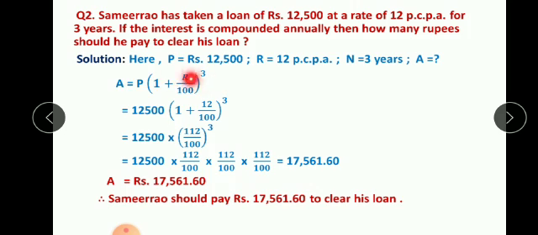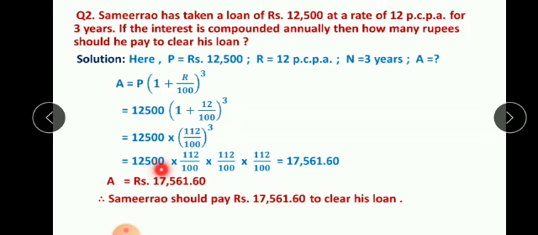Okay. Now we will write in the solution what are given things. P is equal to 12,500, R is equal to 12 percent per annum, N is equal to 3 years, and amount is equal to question mark. Let us use the same formula for amount. Amount is equal to P into 1 plus R upon 100 to the power 3, and P is 12,500, then 1 plus R is what? 12. So 12 upon 100, and N is 3. So 12,500 multiplied by, now here cross multiplication, 1 into 100 is 100 plus 12 is 112 upon 100 cube.